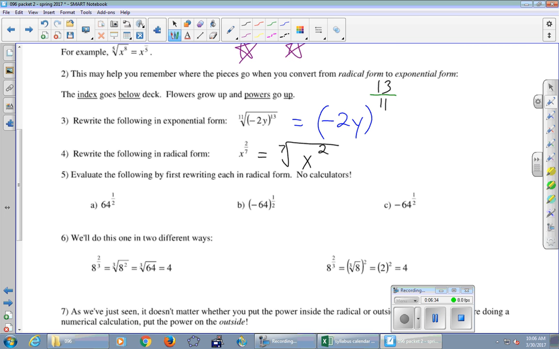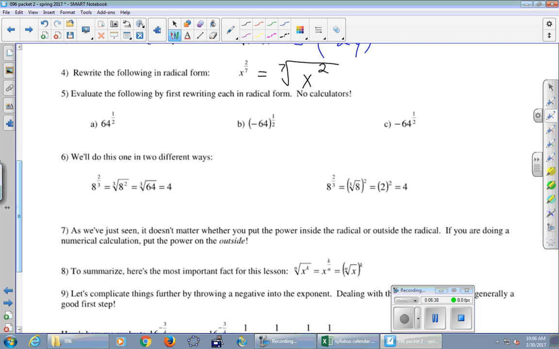Okay, so let's actually do some numerical calculations. Part A says 64 to the 1/2 power. When I first saw that, I said, oh, 32. I know how to do half of 64. That's not what 1/2 power means. Let's just take our time, recognize what it means.